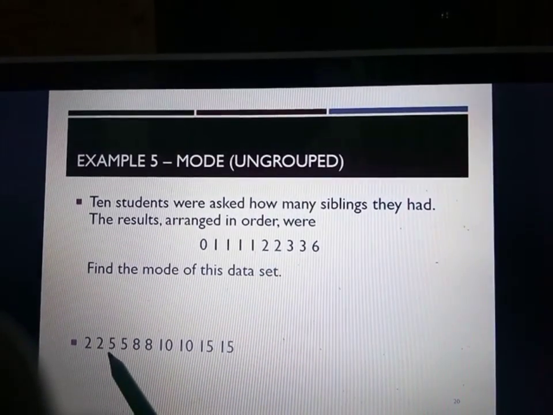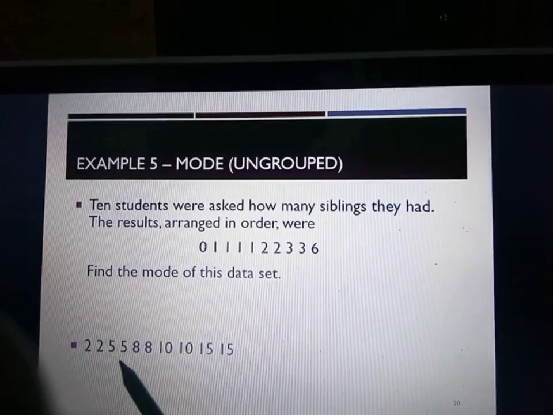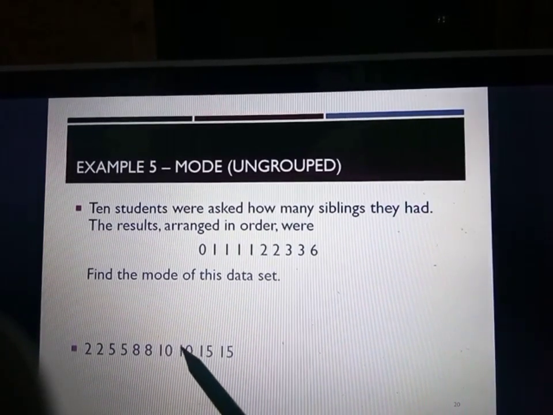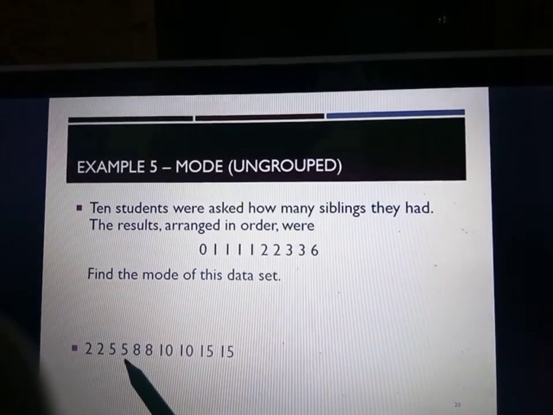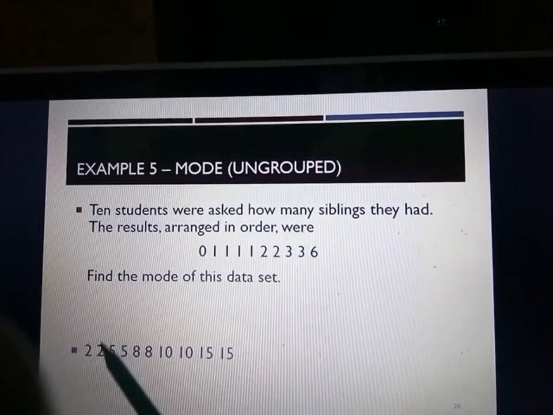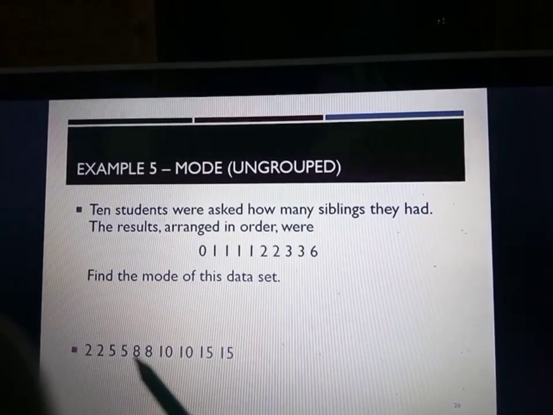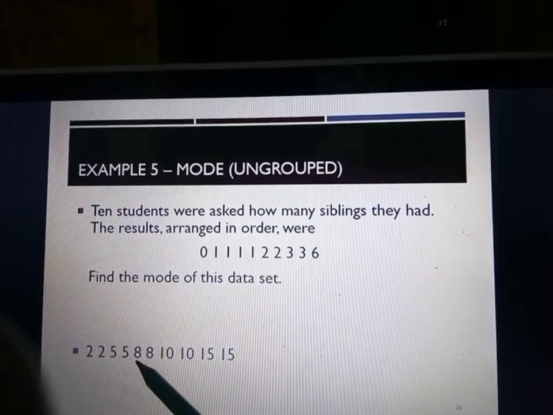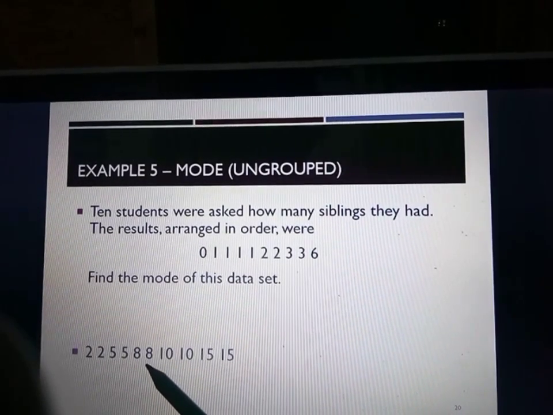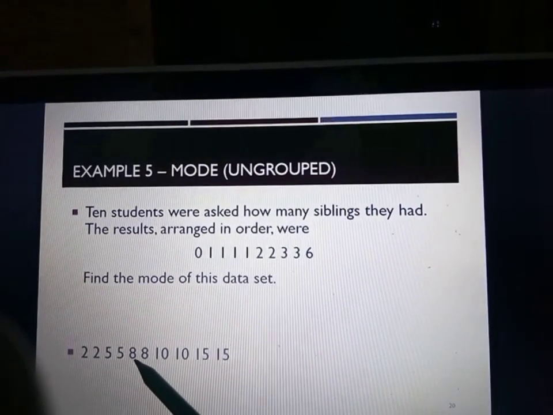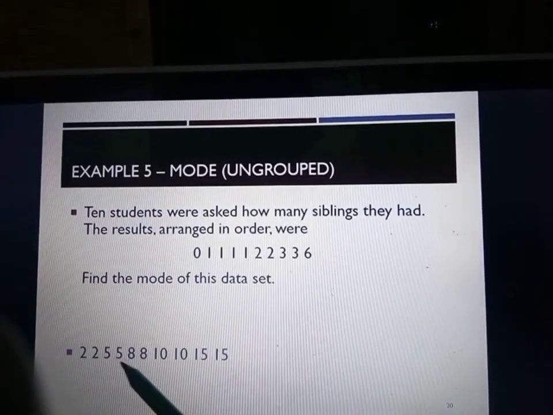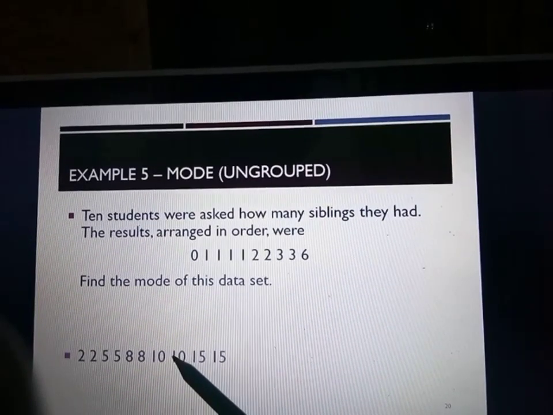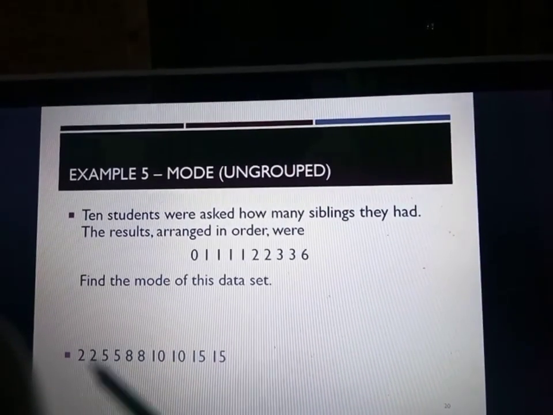For this data, 2, 2, 5, 5, 8, 8, 10, 10, 15, 15, the modes are number 2, number 5, number 8, number 10 and number 15, since each appears 2 times, equally. So 2, 5, 8, 10 and 15 are the modes for this ungrouped data.